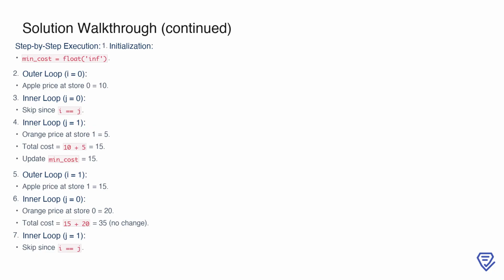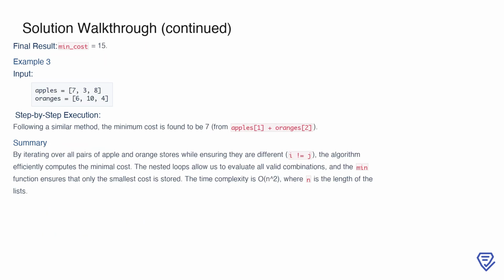Now, let's consider one final example, apples equals 7, 3, 8, and oranges equals 6, 10, 4. In this last example, we use the same method of iterating through all valid pairs of apple and orange stores.